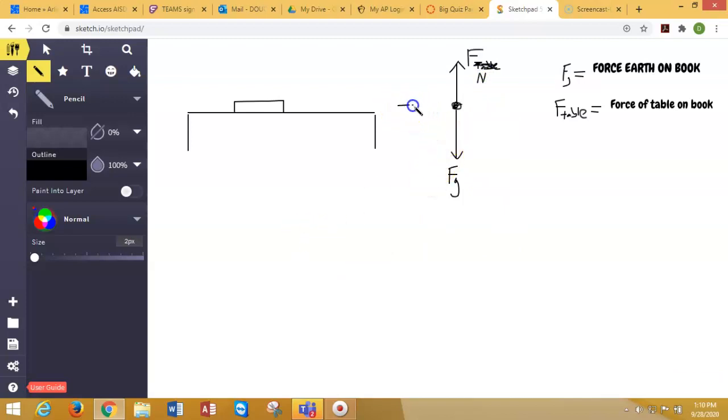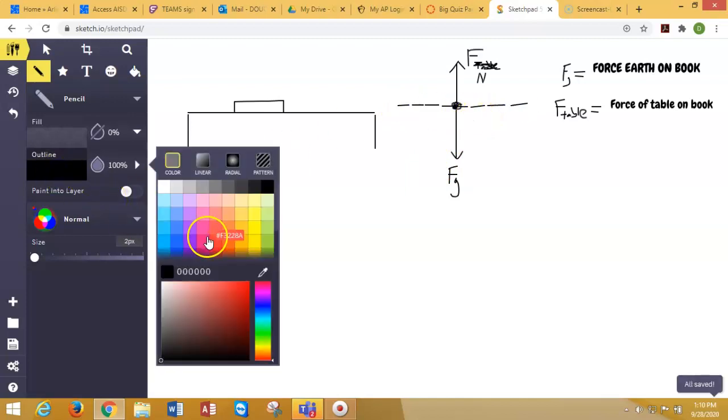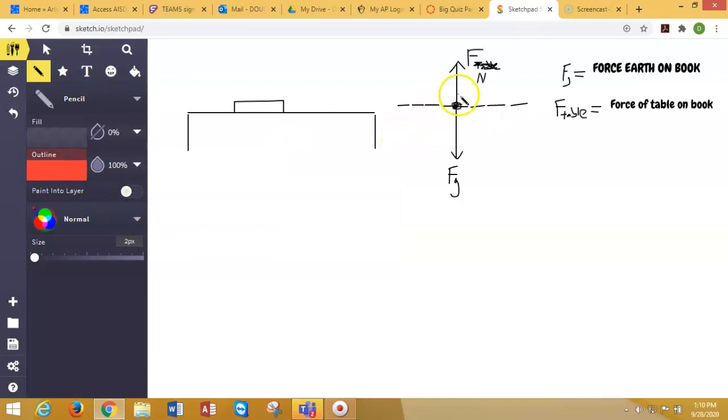So if I draw a dotted line to represent the two surfaces that are in contact, normal means perpendicular to. It's a right angle. So a normal force is a contact force that occurs when two things are touching, and it acts perpendicularly to their surfaces. So here I have a normal force. I wouldn't call this force table. I'd call it force normal. Okay.